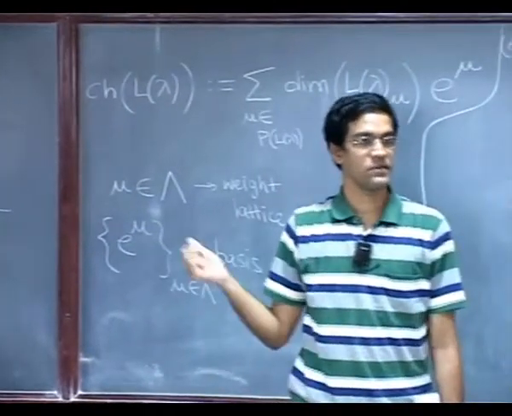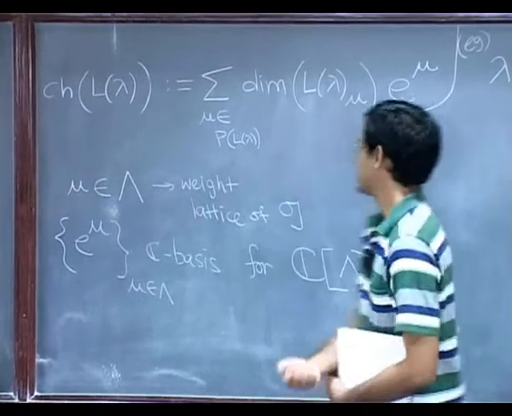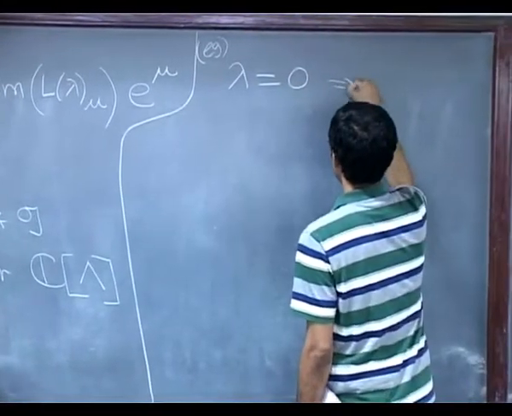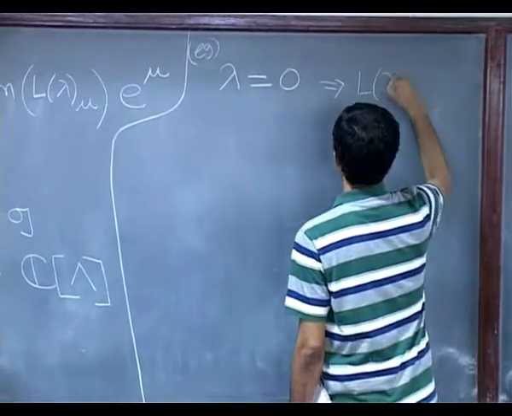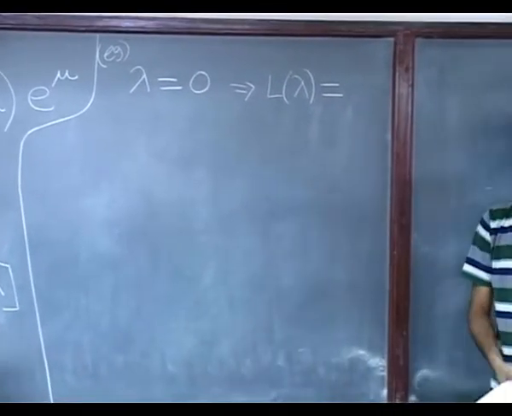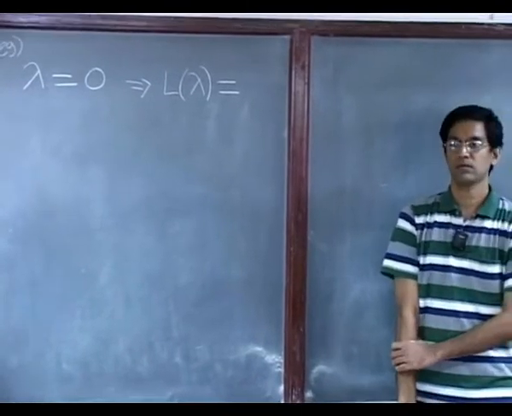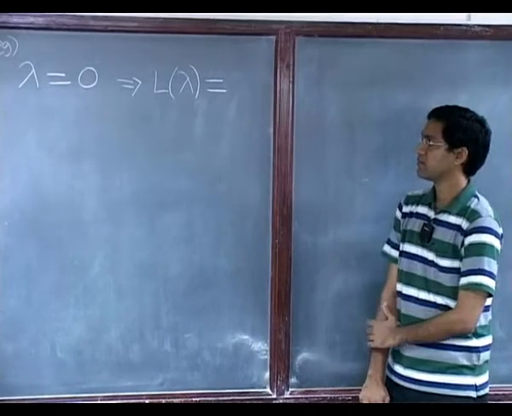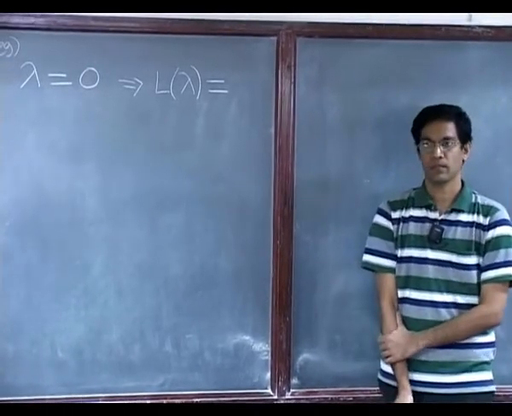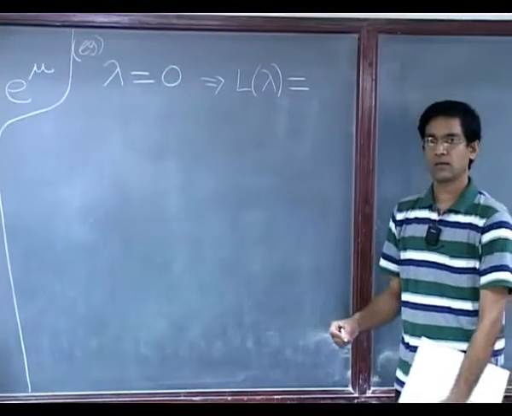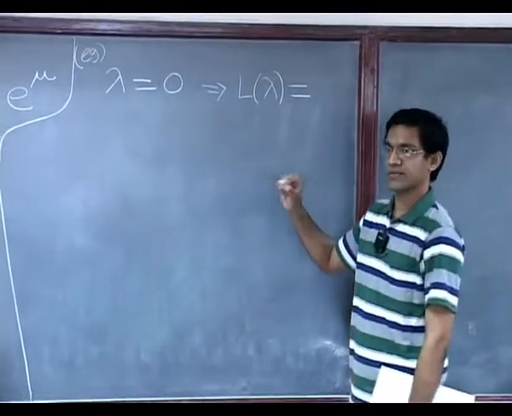So, therefore, this is in fact a bona fide representation, and when lambda equals 0, I actually know what this highest weight representation is. This is an irreducible representation of the Lie algebra with highest weight 0. And so, what should that be? Just a trivial representation.